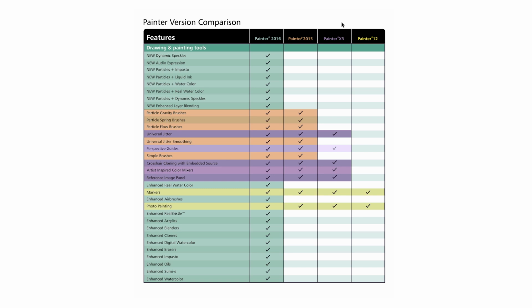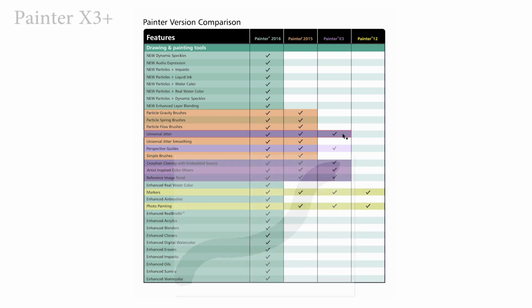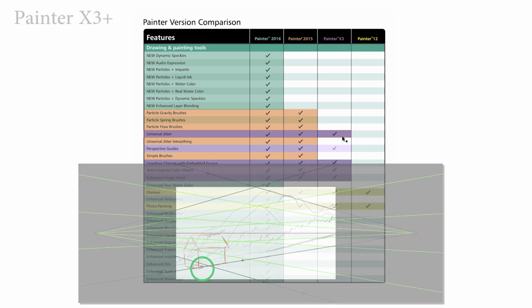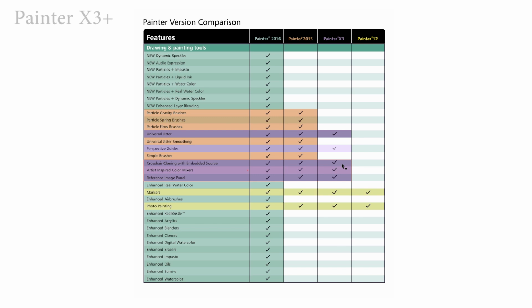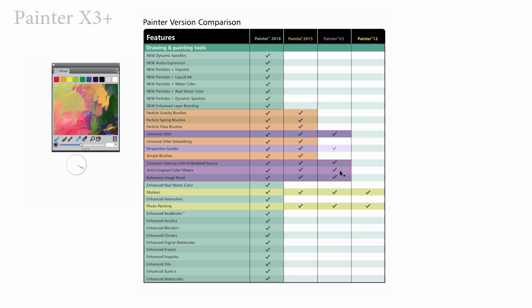So let's go back to the first page, and we'll take a look at what's been added from Corel Painter X3 on. Universal jitter was added in Corel Painter X3 that can jitter the edge of your brushstroke to make it look more organic. Now, as I mentioned earlier, perspective guides were updated in Corel Painter X3, so that's the modern version that you see here. Crosshair cloning with embedded source was added, that aids you in cloning. Artist-inspired color mixers were added in Corel Painter X3. Those are some color mixers from Corel Painter Masters.